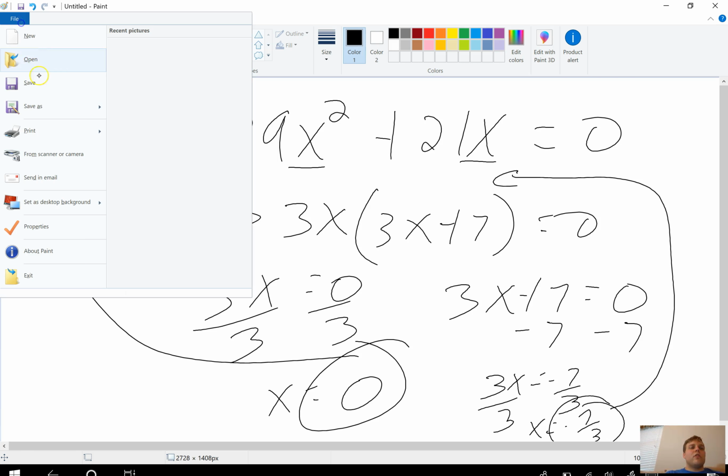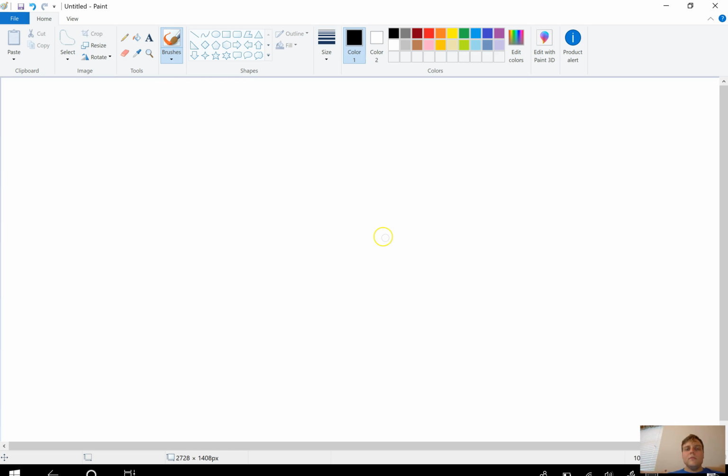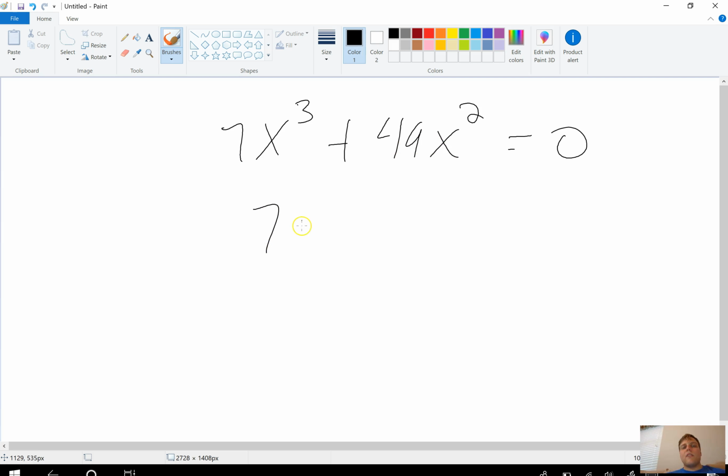Let's do one more just for good effort. All right? Let's say we have something like 7x cubed plus 49x squared is equal to 0. Well, you'll notice that we have two terms, and they both have a 7, and they both have an x squared in common. So if I take 7x squared out of both of them, that'll leave me with x plus 7.